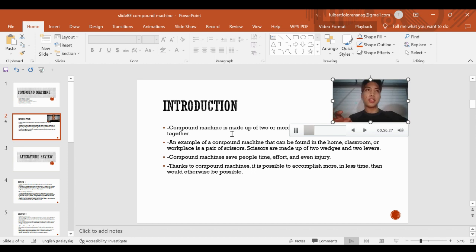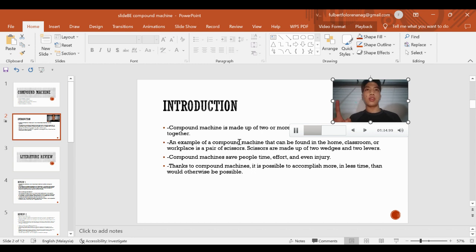Next is the literature review. Article 1: a device that combines two or more simple machines is called a compound machine. An example of a compound machine is a wheelbarrow or a stroller, where the functions of the wheel and axle are combined. Many compound machines can be created through the use of the six basic simple machines. Some examples of compound machines are a can opener, a shovel, and jigs.